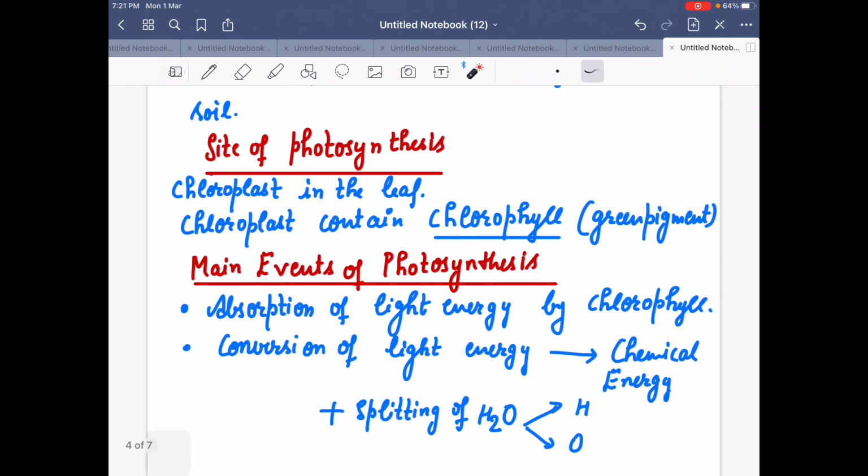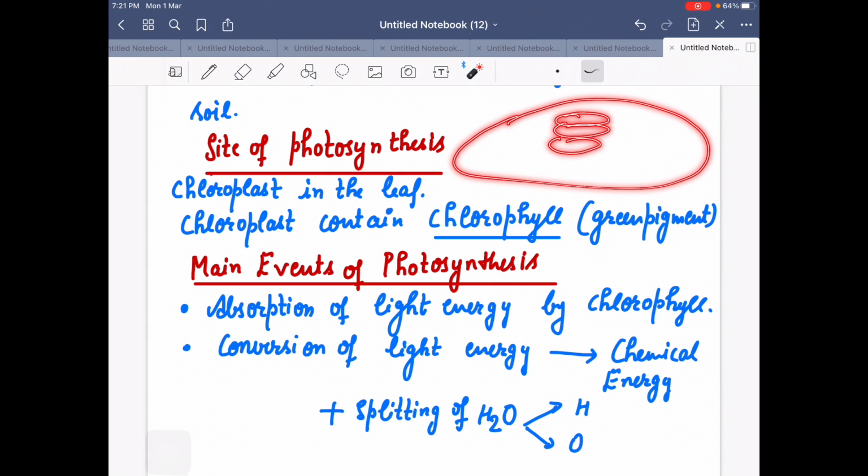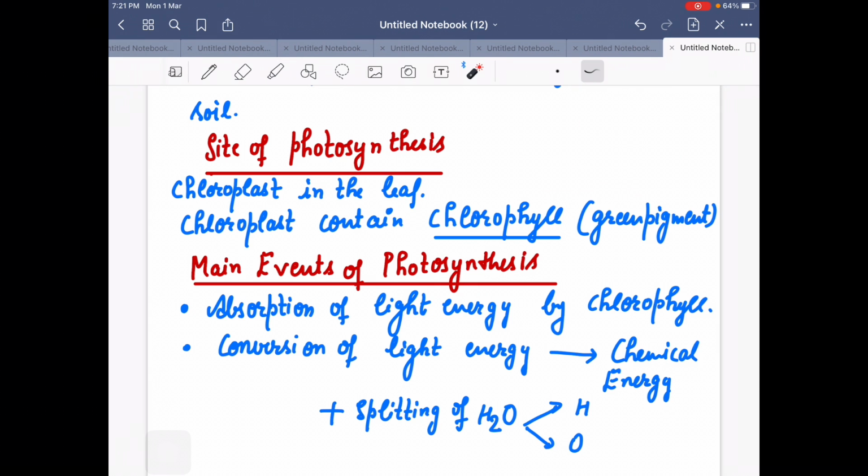So where does this photosynthesis happen? One word answer: chloroplast in the leaf. Leaves have chloroplast, and in the chloroplast there is the performance of photosynthesis. If you remember, this is the structure of chloroplast. So what does the chloroplast have? It has a pigment. What are these pigments? These are chlorophyll, the green pigment. So this question, these points are given in your NCERT as such, and these are asked also as such.